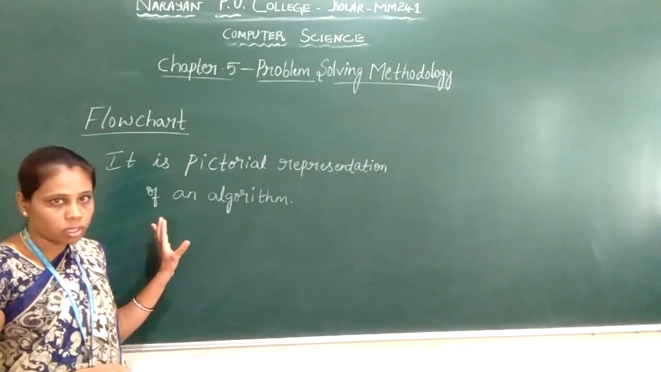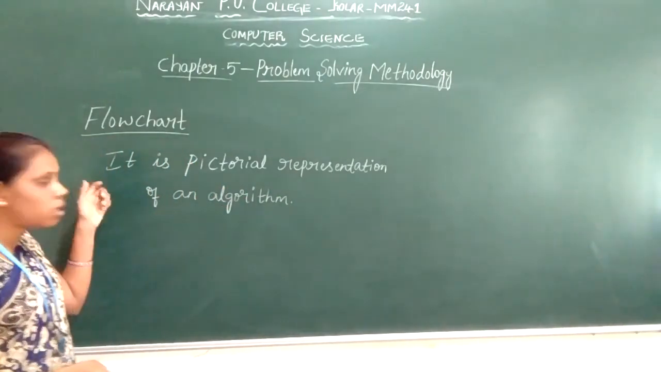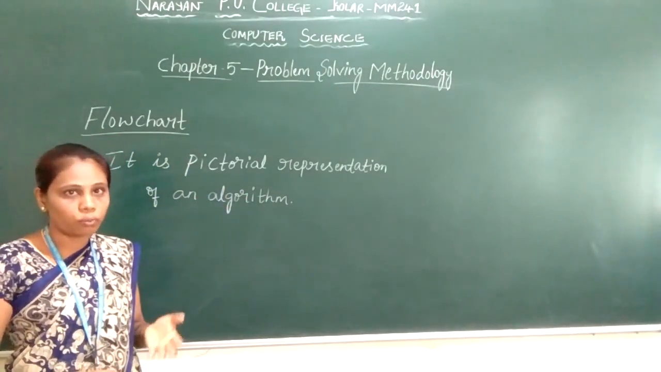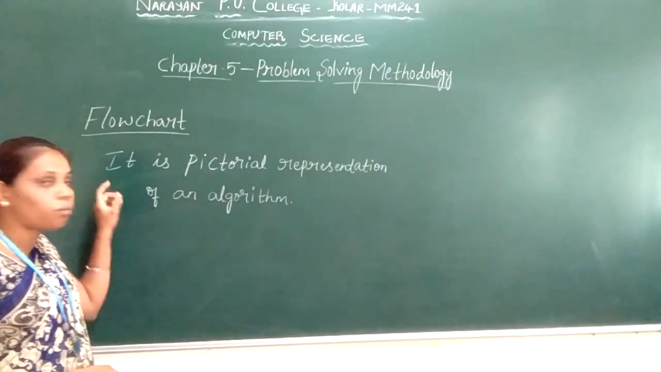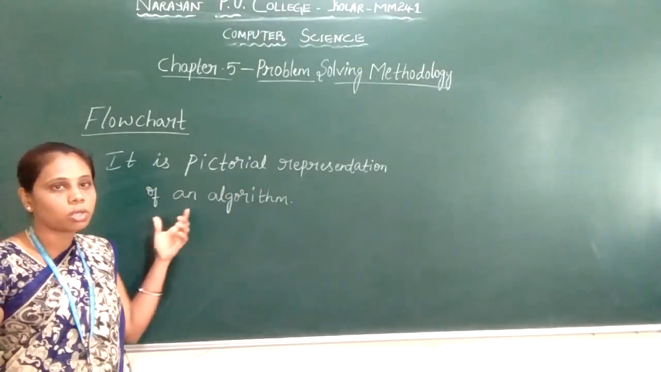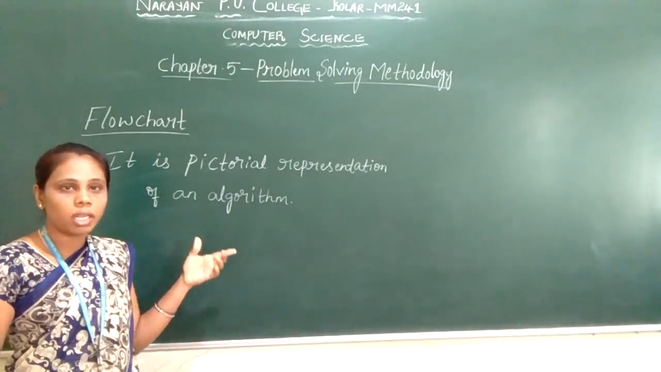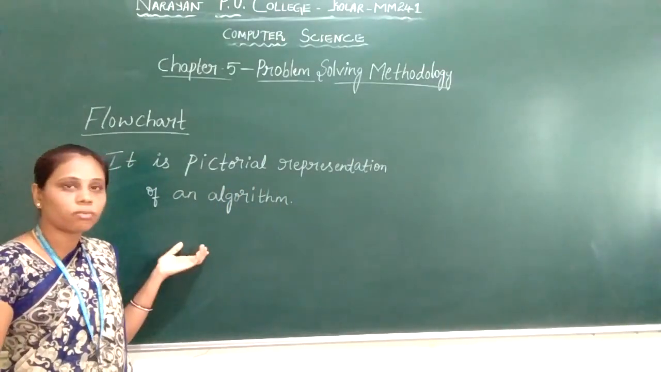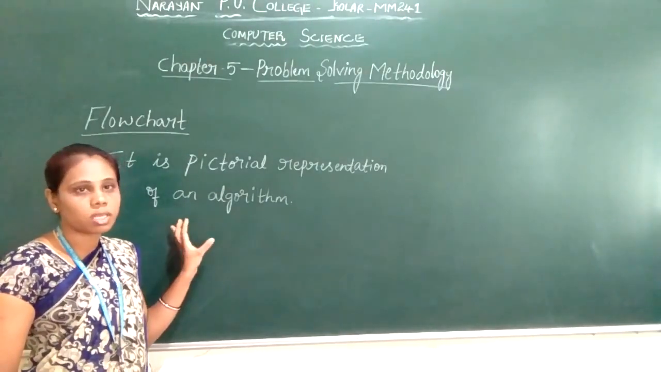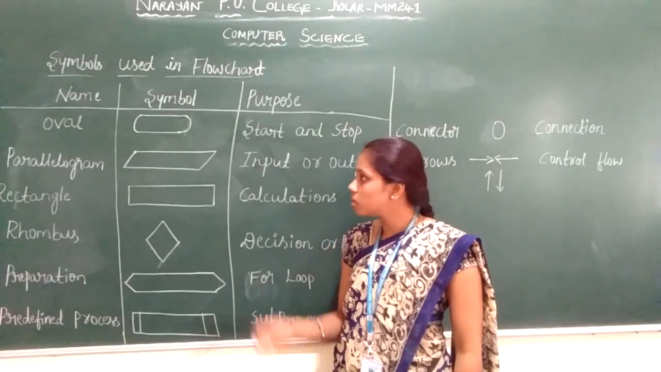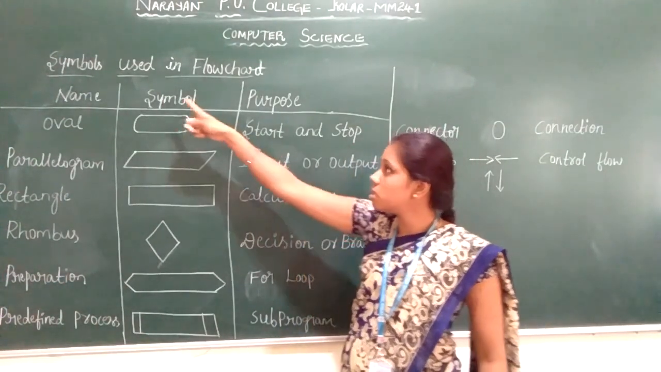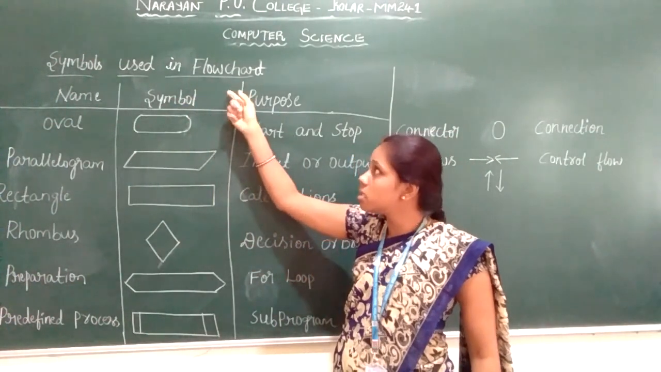Once we design an algorithm, by using that algorithm we can design a flowchart. In a pictorial or diagrammatic way we can represent an algorithm, and that we call a flowchart. So using any algorithm we can design the flowchart. Now we will see the different symbols used for designing a flowchart, that is, symbols used in a flowchart. This is your 5 marks question.